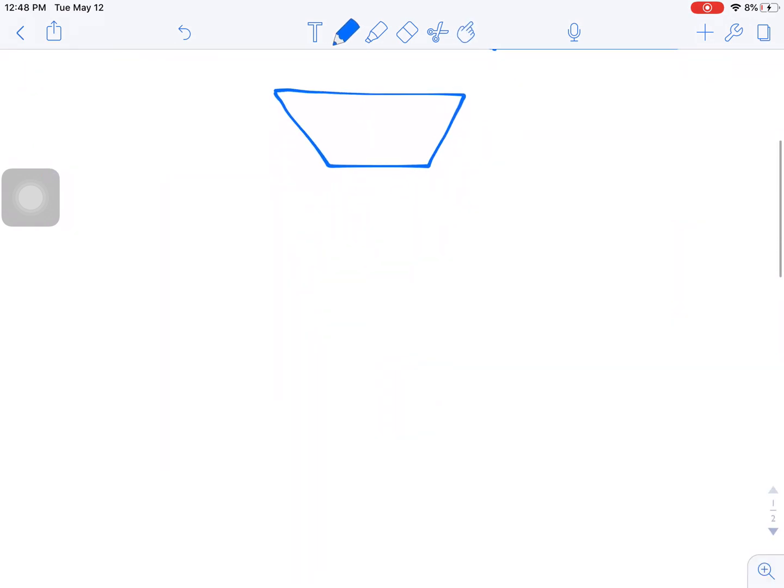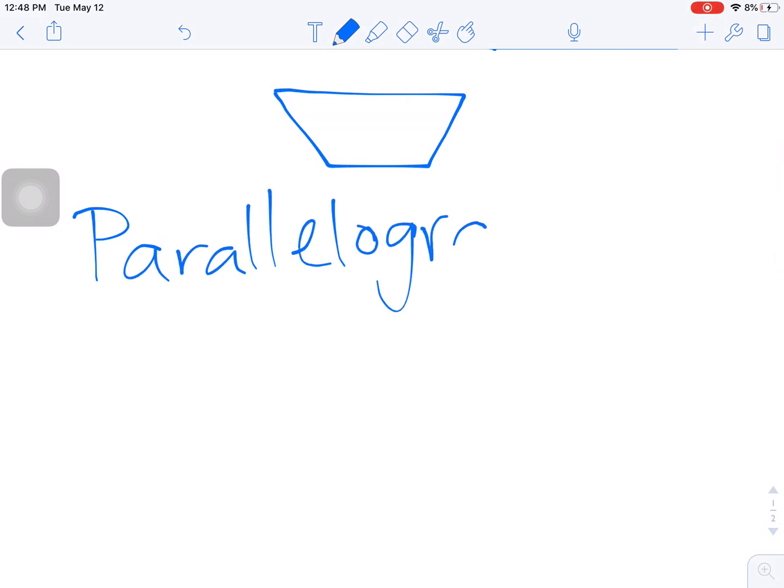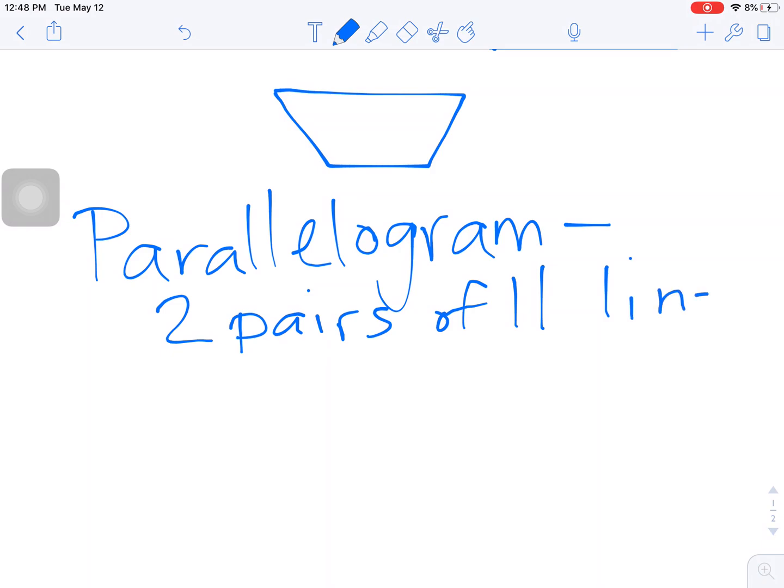A parallelogram could be considered a trapezoid, but a trapezoid is not a parallelogram. A parallelogram is special because it has two pairs or sets of parallel lines. Since there's only four lines in a quadrilateral, the opposite sides of the shape must be parallel to be a parallelogram. Notice this only has one pair, so this is a trapezoid, so it is not a parallelogram. But since a parallelogram has two pairs, it could be considered a trapezoid because a trapezoid has at least one pair. So let's look at a parallelogram.